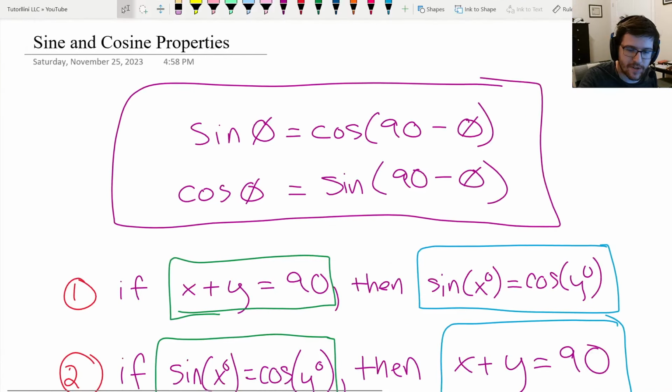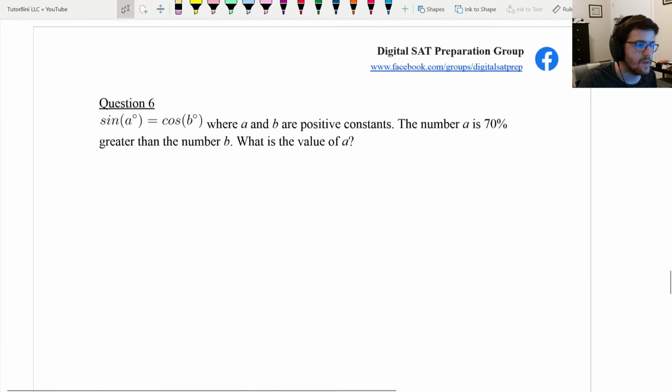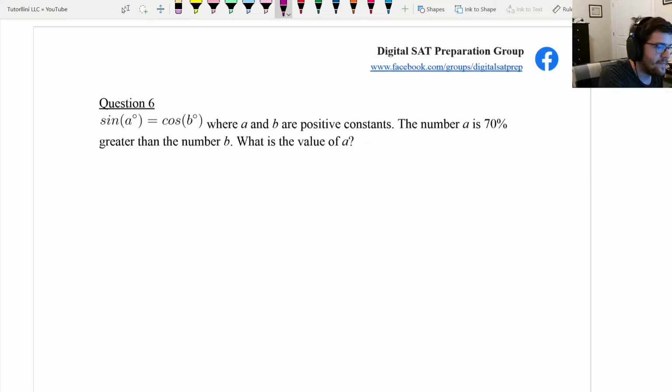Let me go back to the questions. Okay, so right away, I see sine of A equals cosine B. As we just talked about, if sine and cosine are equal, then the two angles should add up to 90. So I know A plus B is equal to 90.